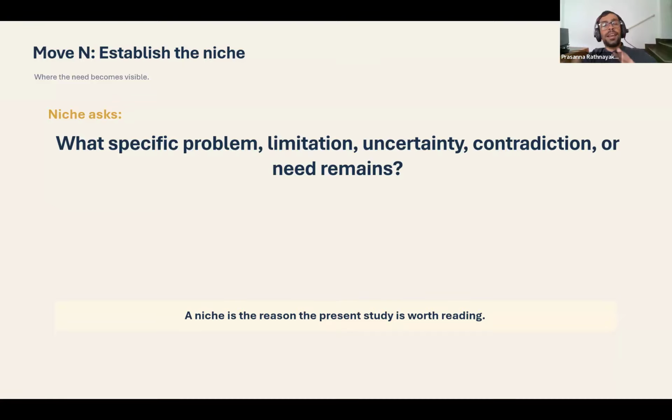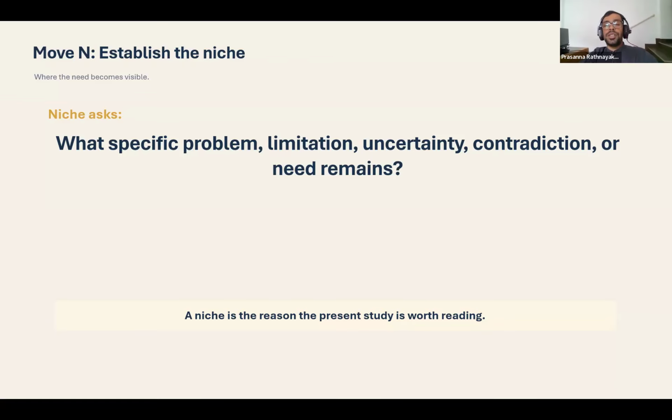It may be an unresolved question, maybe a limitation in current methods. It can be a context that has not been tested, or inconsistent findings in the field, or a practical problem, or it may be a demand for a new application. So your niche could be anything from an unresolved question to a limitation in current methods, to a context that is not properly tested, to inconsistent findings, or the need for a practical problem or a new application. Your niche could be something among those.